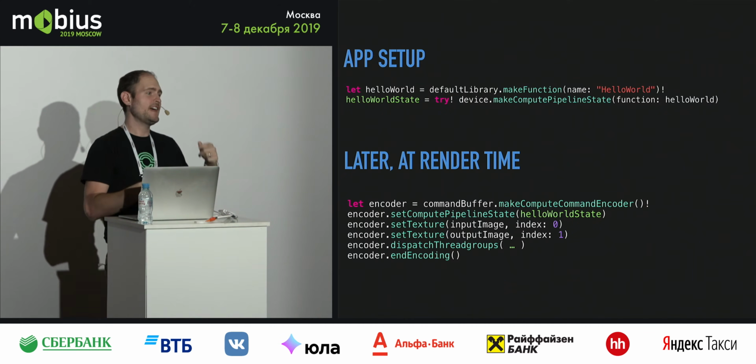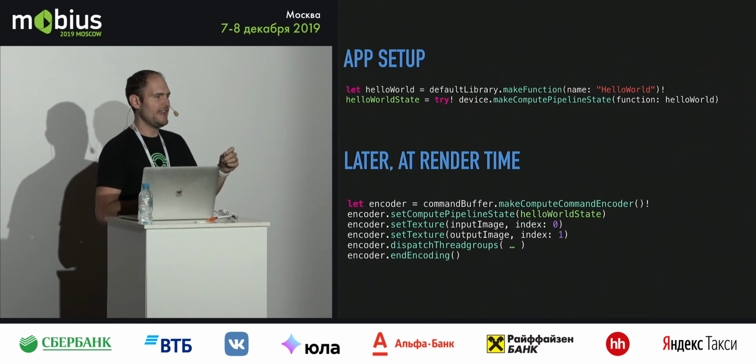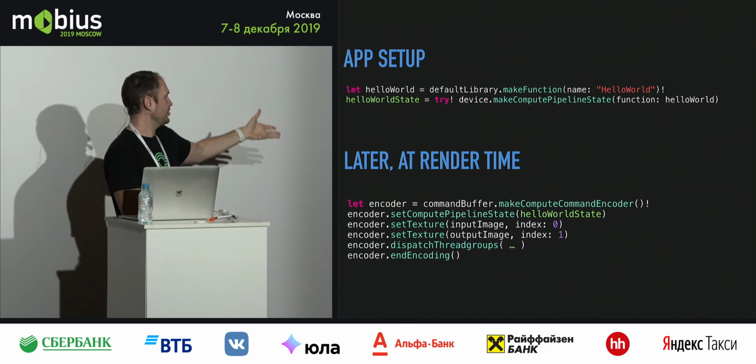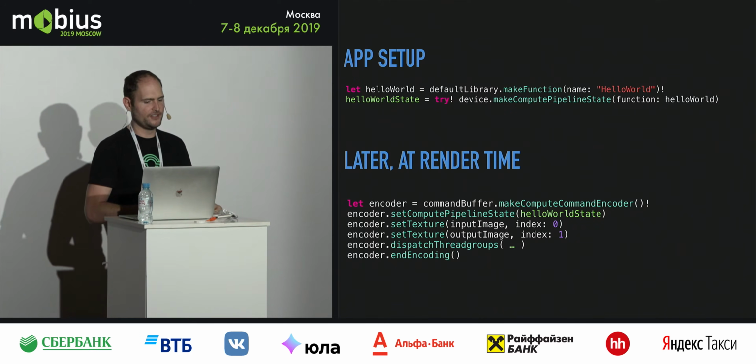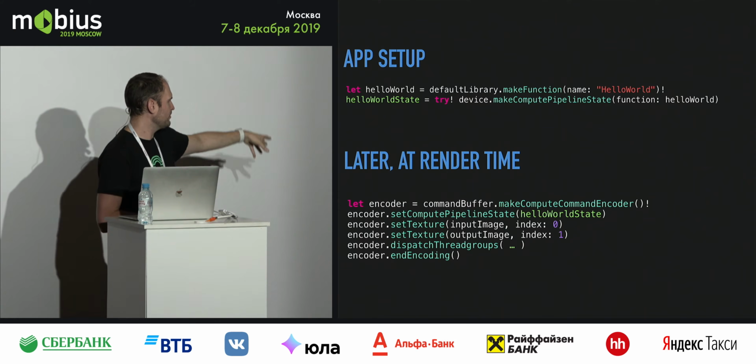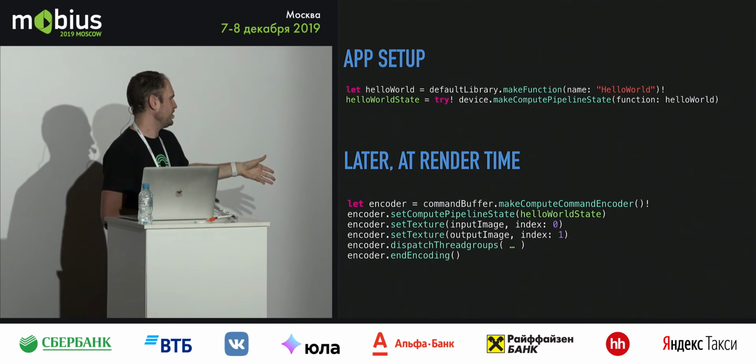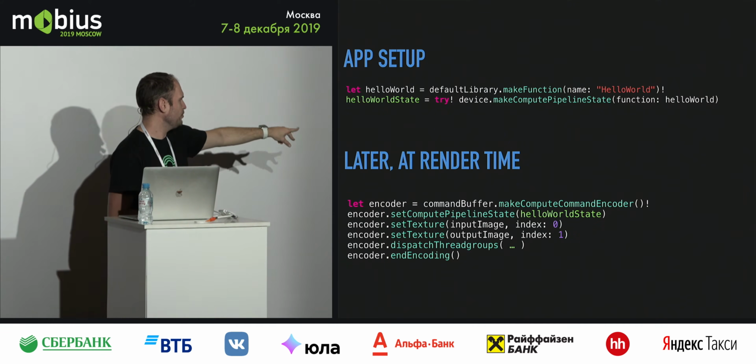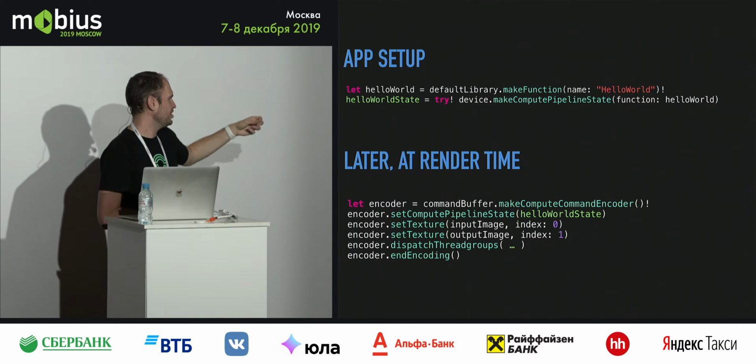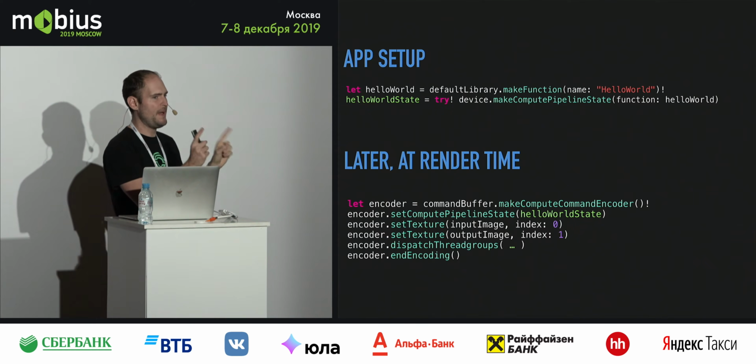Then later, inside of my run loop, I say, OK, configure the GPU to execute this program. And then I execute this dispatch thread groups method at the bottom, and it dispatches it. Notice that I have those two calls there, set texture, which sets the textures that I want to pass to this function.